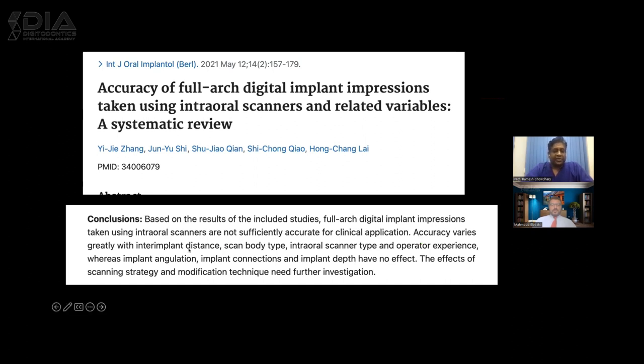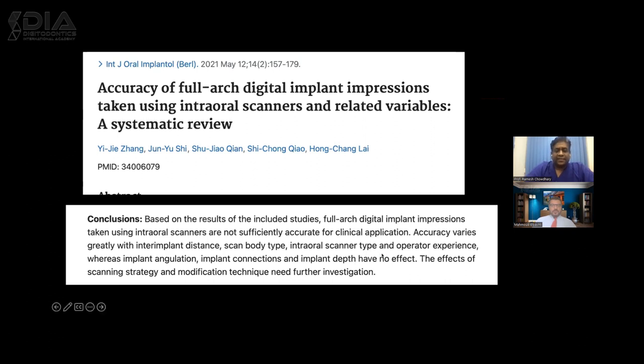Accuracy varies greatly with intra implant distance and scan body type. Yes, we first tried with the titanium scan bodies. It was not really acceptable, and very bad results came. Then we put in PEEK scan bodies, and the results were good because of the light absorption of the scanner light. It improved, and it was not reflected, because in the scanner there's a common thing like that: whatever reflects much or shines, it doesn't record well.